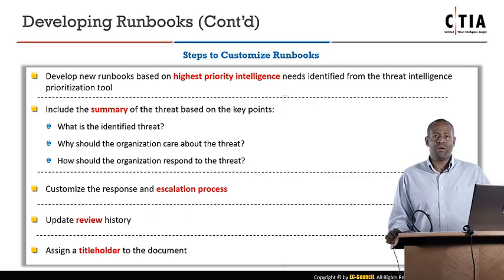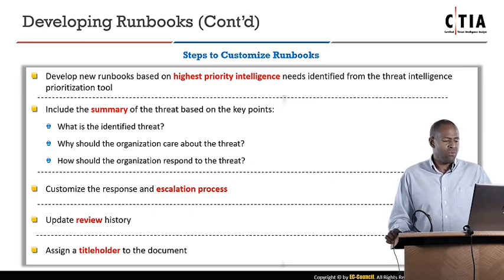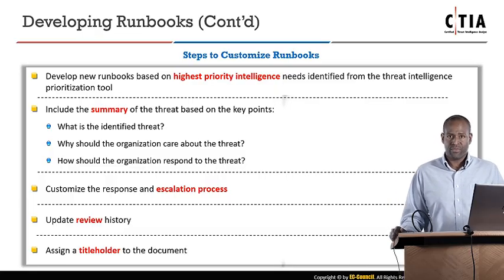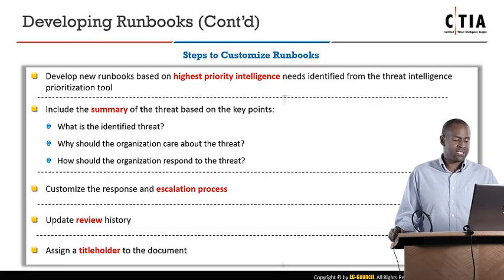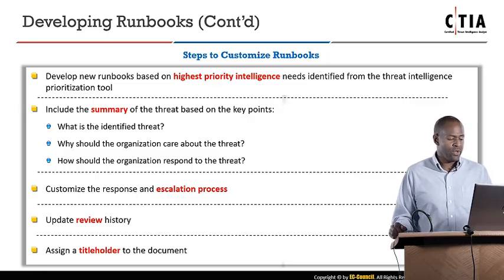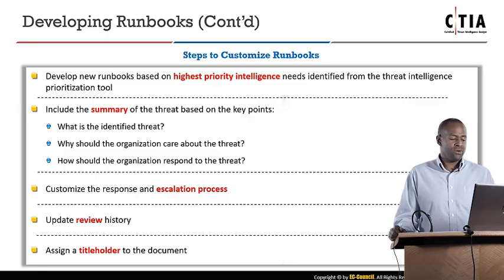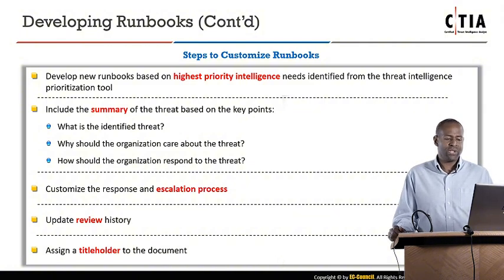Also, in terms of customization, we want to customize the response and escalation process for the runbook. So how was it escalated? What was our specific response to this threat? And then update a review history and assign a title holder to the document. So the title holder would be the CTIA or the CISO, whoever it is that we are dealing with in terms of creating this runbook.